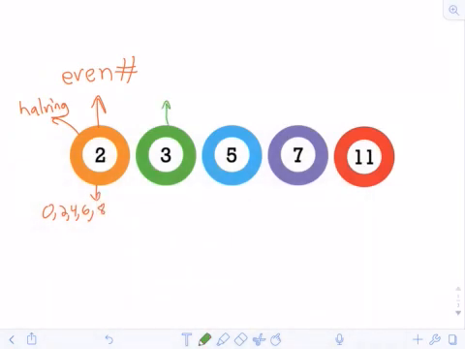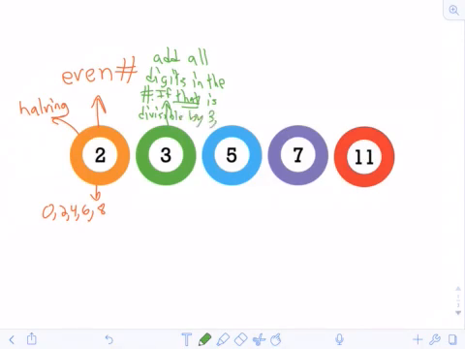3 is a little weirder, but once you see it, it makes sense. Well, I guess it doesn't make sense, but you'll see how it works. So what you do is you add all digits in the number. If that is divisible by 3, you're good.